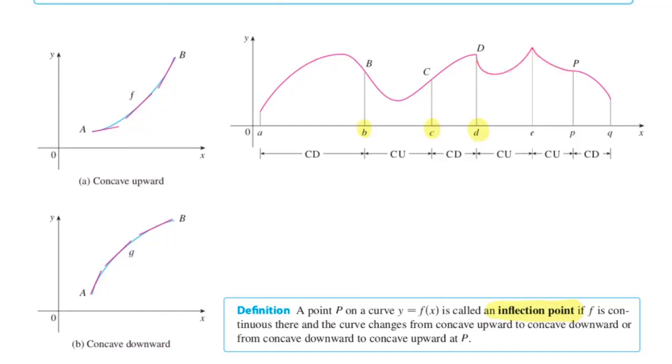The concavity does switch at the x value p. The x value p, the concavity switches. All right, so it's concave down from p to q.